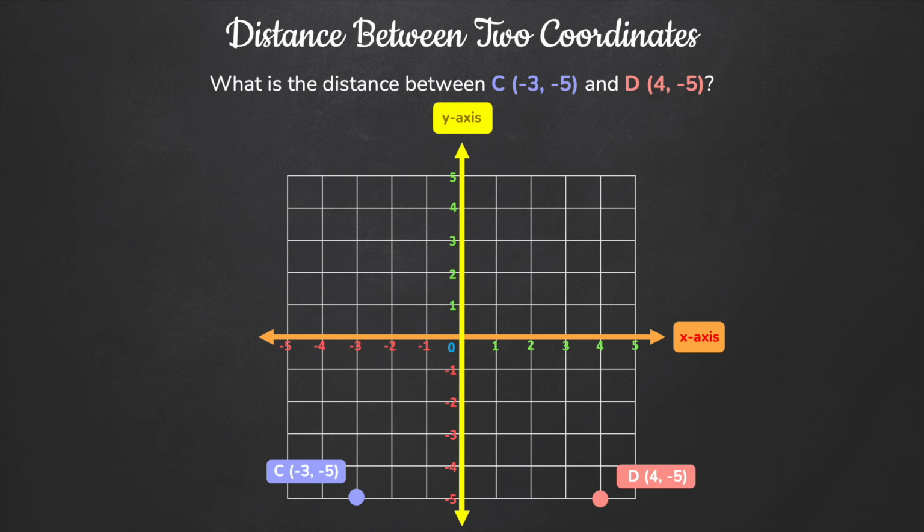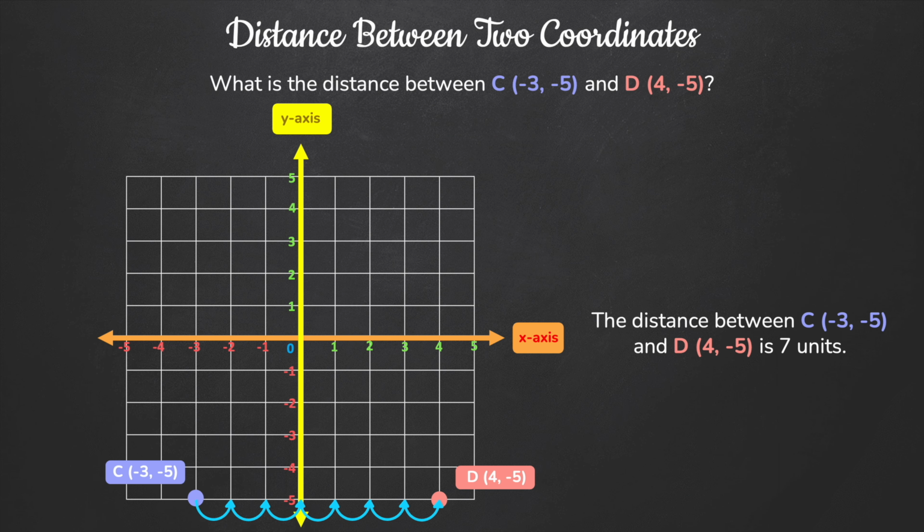So now I have point C and point D on our graph, and we have to figure out the distance between these 2 points. So we're going to go ahead and count how many spaces there are in between. So we have 1, 2, 3, 4, 5, 6, 7. So this means that the distance between C and D is 7 units.